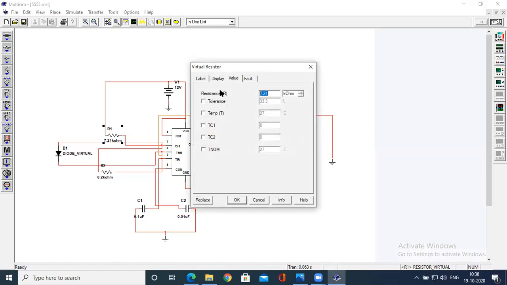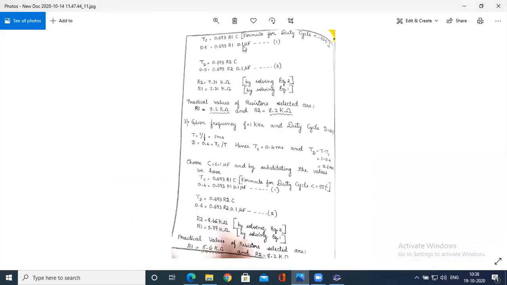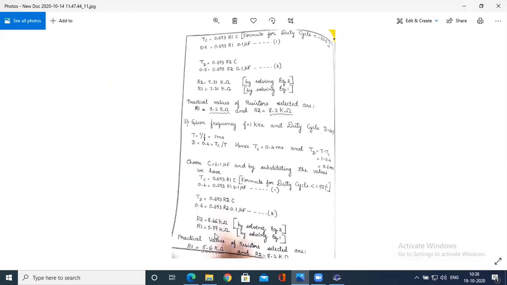So 8.2 kilo ohm. Now you could see the equal duty cycle. That's why we saw a certain difference in the waveform. Fine. So here is the answer. For the second case, when you calculate, you get 7.21, 7.21, but we have to take 8.2, 8.2, the practical, available resistor values. Even for the third case, 8.6, 8.6, 5.77, but the nearby values are 5.6 and 8.2.